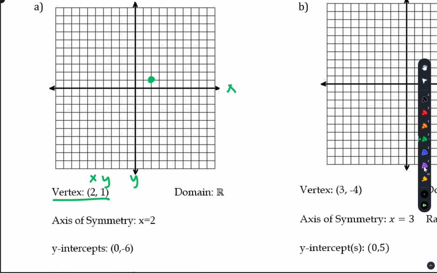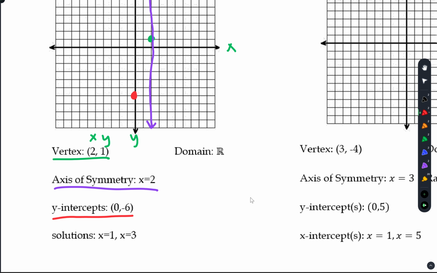I have an axis of symmetry at x equals 2. I know that that goes through the vertex. So let's draw that in there. Yes, you do have to draw that part. The next part is the y-intercept. So again, 0, -6. I start at 0. I'm going to go down 6. There's my y-intercept.